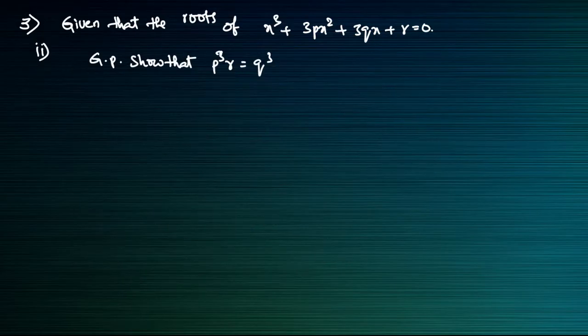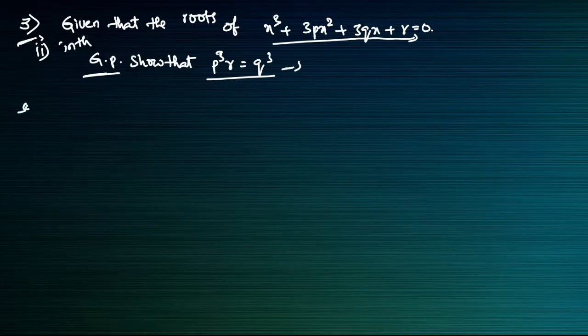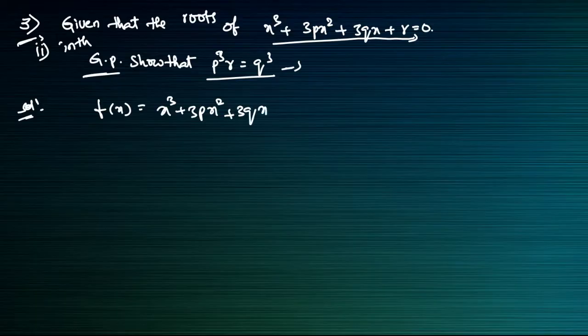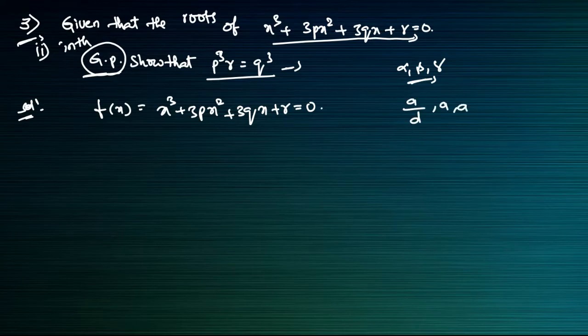Now here, what is the third question given? That the roots of this one are in GP. He is saying that they are in GP, and we have to show that p cube into r is equal to q cube. Solution: given that the equation f of x is equal to x cube plus 3p x square plus 3q x plus r is equal to 0. In this alpha, beta, gamma are the three roots. We'll think that they are in GP, so for GP we will take the roots as a by d, a, ad. These are the three roots of this given equation.